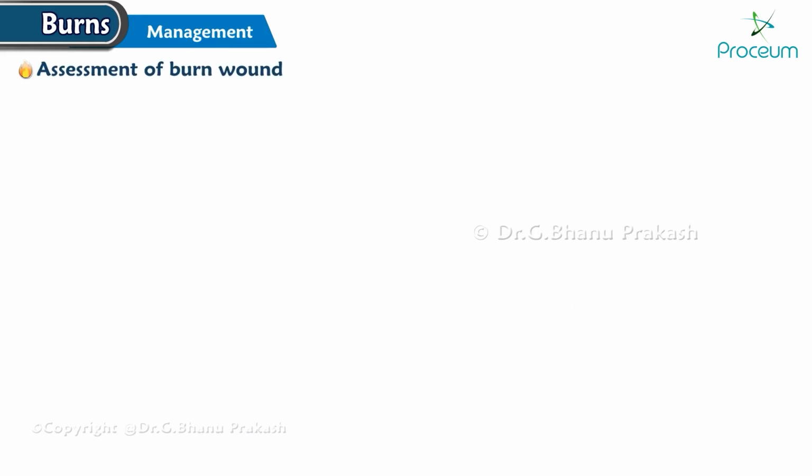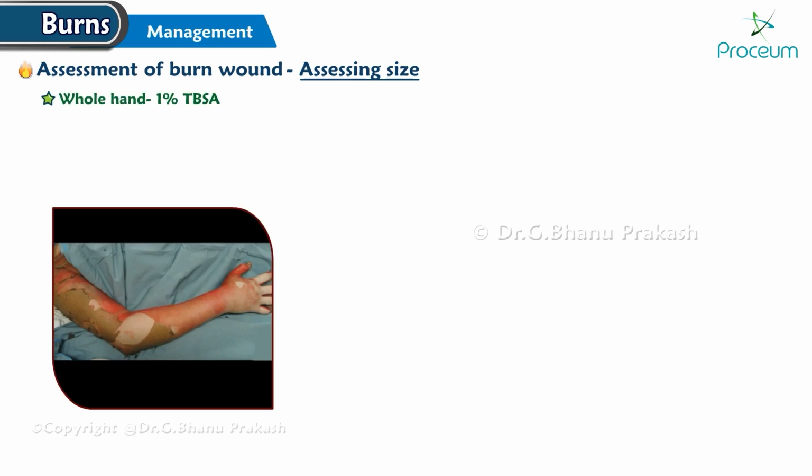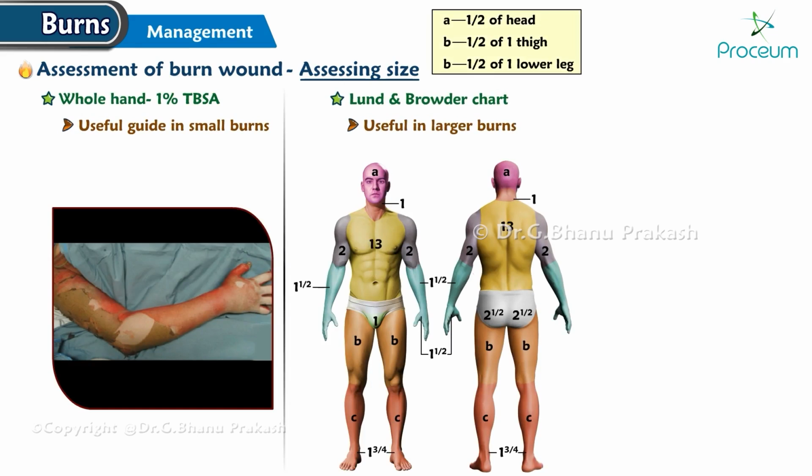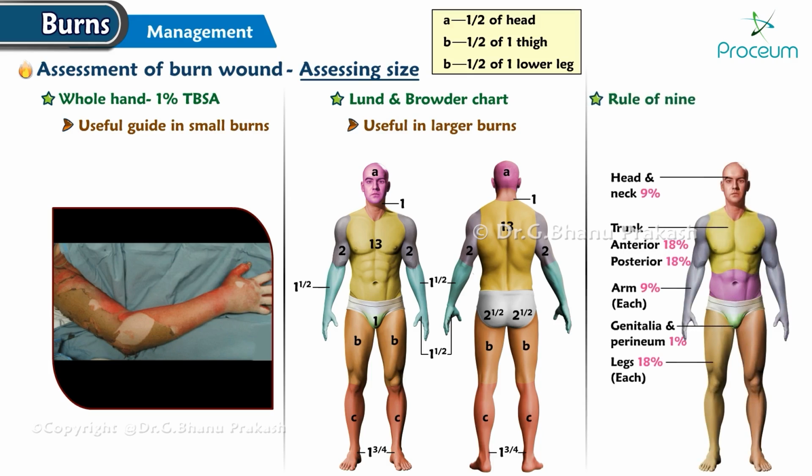Assessment of the burn wound. Assessing size. The patient's whole hand is 1% total body surface area and is a useful guide in small burns. The Lund and Browder chart is useful in larger burns. The rule of 9 is adequate for a first approximation only.